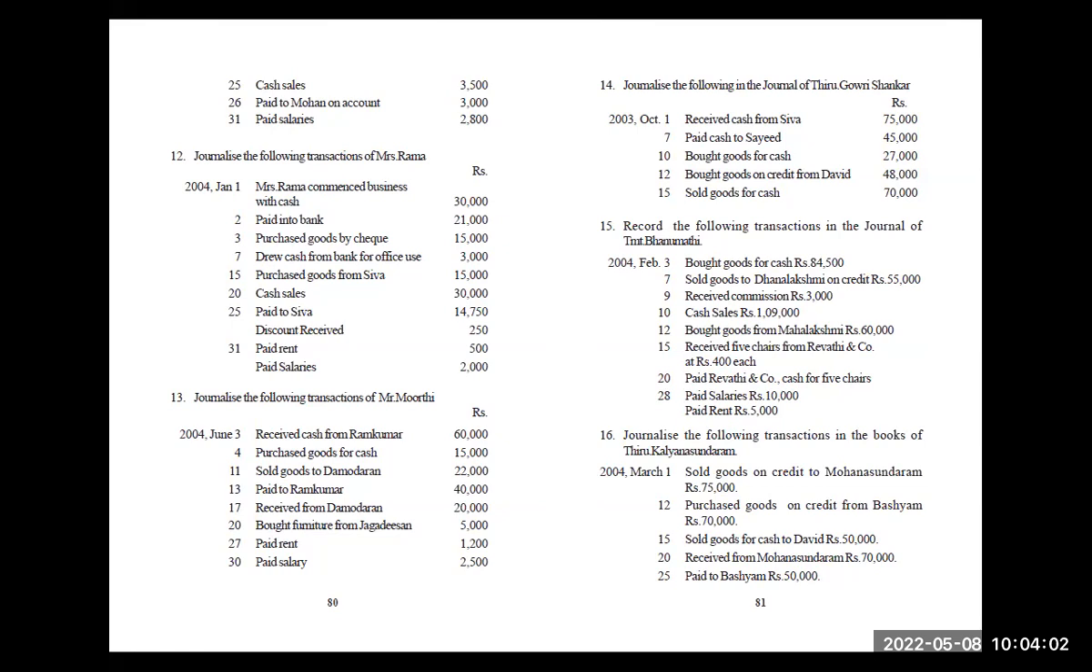So 15th October, sold goods for cash. Cash account debit 70,000 to sales account 70,000 being goods sold for cash. Okay, take another 5 more minutes for 15th question. Do it.